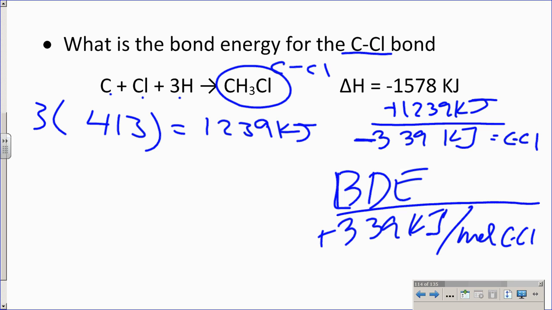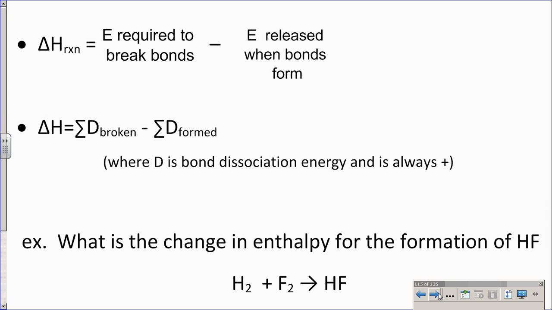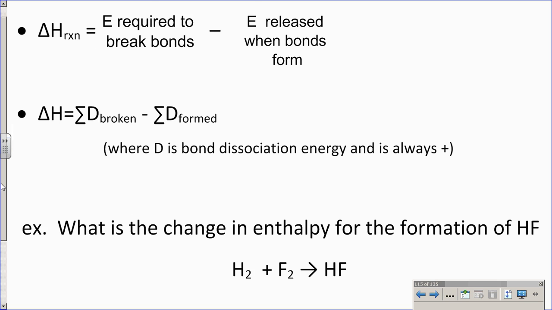And everything that we publish and everything that we have in books are all averages, because it's hard to determine the exact bond energy of something, since it depends on what other substituents are around it and what kind of environment it's in. So we always publish things that are average. I think we're good. We know the energy released is the energy of reactant bonds minus bonds formed, which is product bonds.